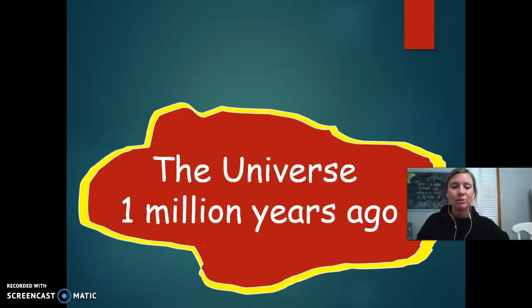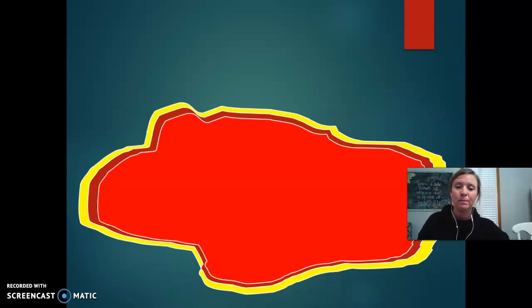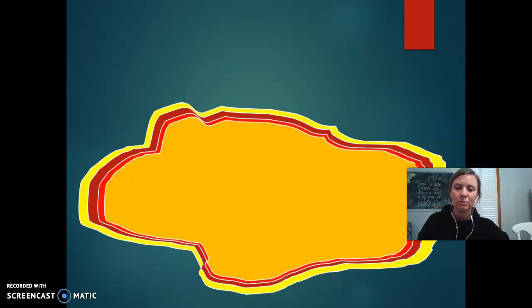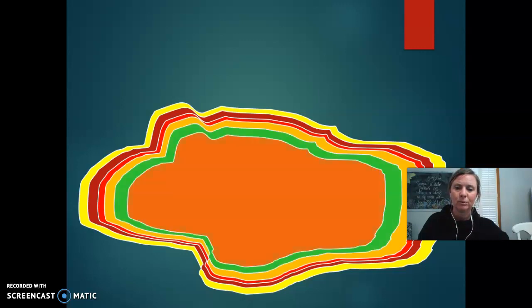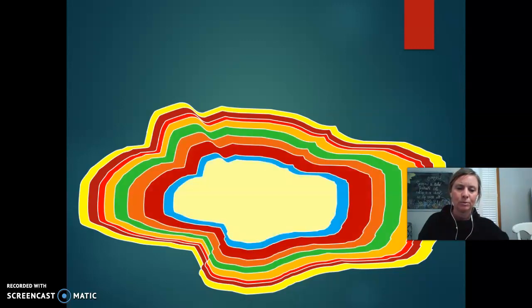So the red represents, well, what if we hit the rewind button? We know what it is today, and we know the rate that it's moving at, and it's constant. What if we just went back and rewound it? So this is the universe a million years ago, shrunk just a little bit, shrinks a little bit more, and more, and more.